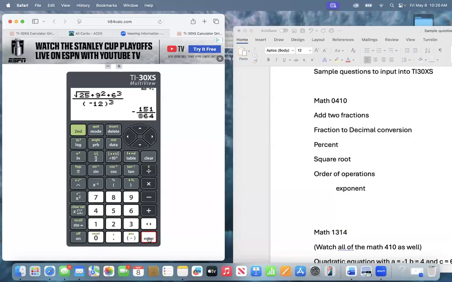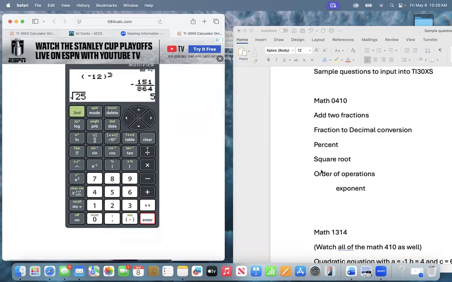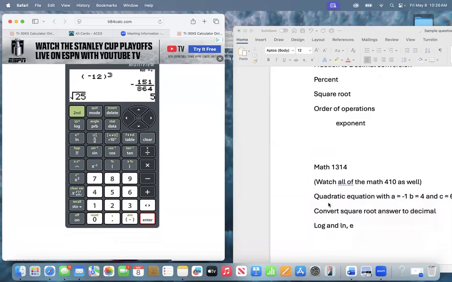When I hit enter, this is doing all of the work for me. Again, in 410, you're going to need to show that work. But there you can check your answer that way, or you can even do parts of the expression. You could take in just that top part and do it piece by piece. Again, this video is just about how to enter things into the calculator. Okay, so that's the top tips from Math 410.